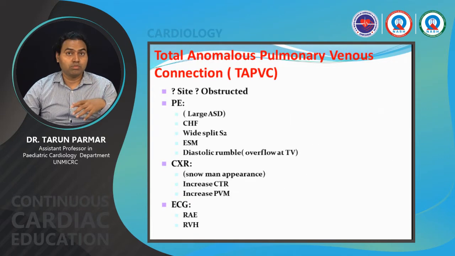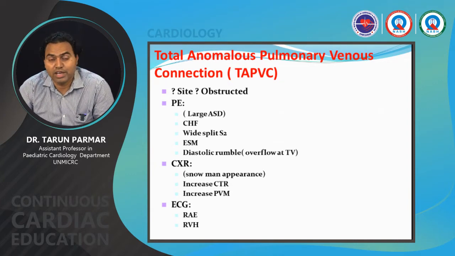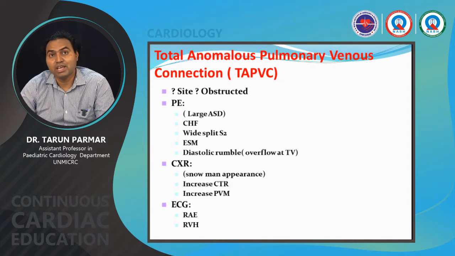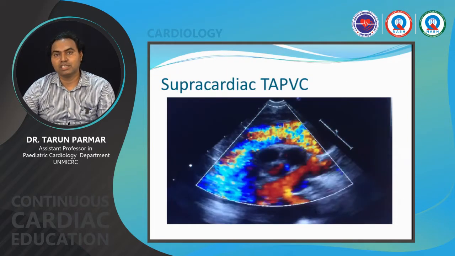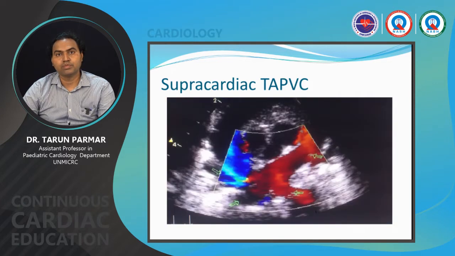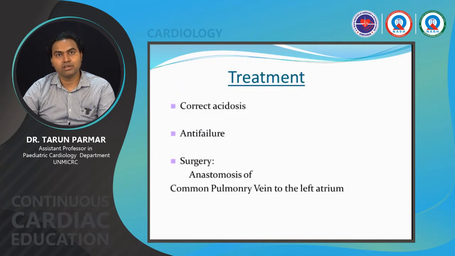TAPVC, you have to diagnose it very early if it is obstructive TAPVC. In obstructive TAPVC, you have to go for emergency surgery. Otherwise, you can plan it at 4 to 6 weeks of age. This is an example of supracardiac TAPVC. It clearly shows the different pulmonary veins draining into a common chamber and then into the ascending vertical vein. So treatment in all these patients is to correct the acidosis, then antifailure treatment, and then surgery is the definitive treatment.